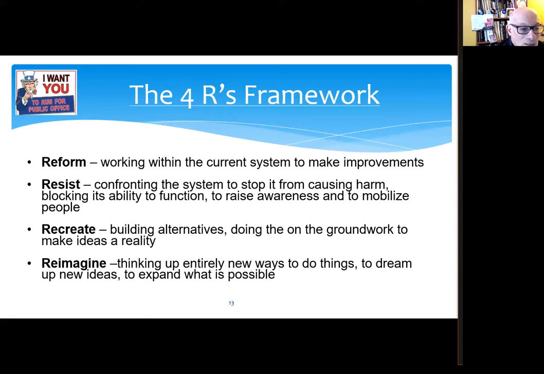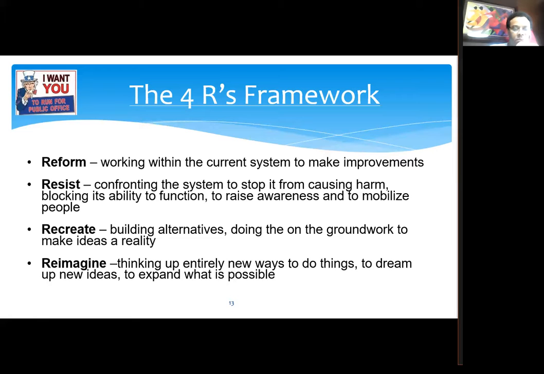And then the last R is the big dreamer, the person who's trying to think in a very large way to reimagine the existing structure. So not only am I not happy with it, but I've got an idea to replace it with something.